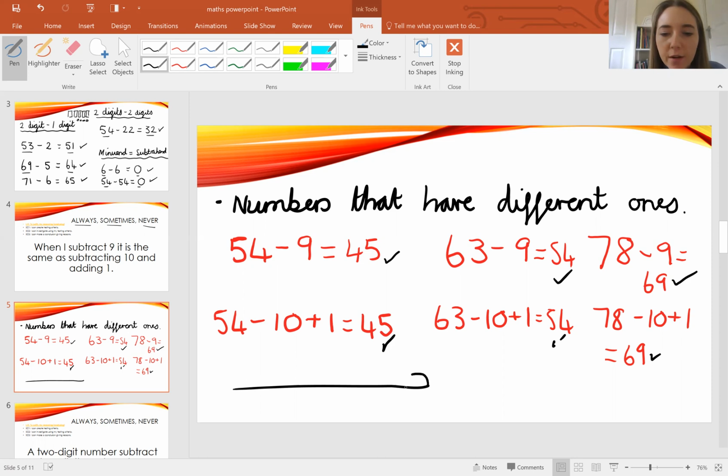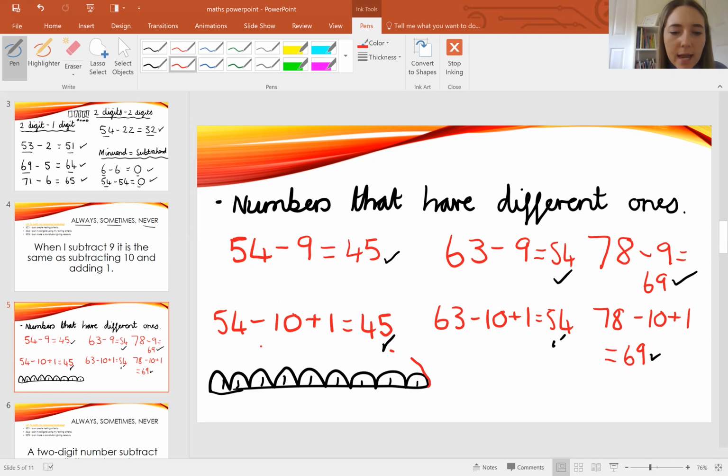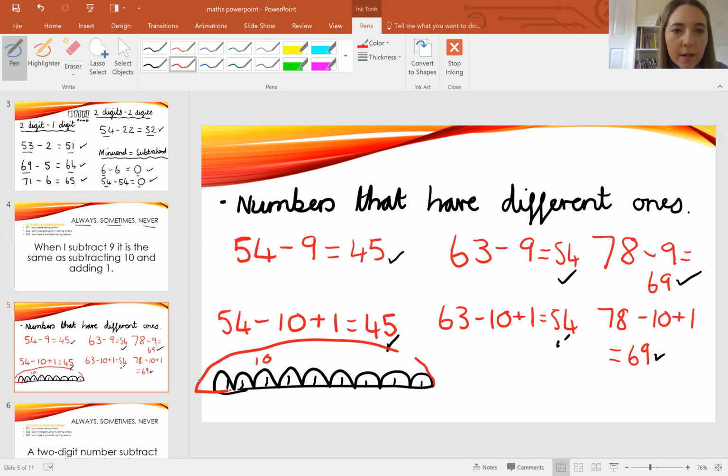If you take away 9, that's 9 there. It is the same as taking away 10, which is 1 more than 9, and then adding 1 back on. Oh, sorry. Let me draw that again for you so you can see.